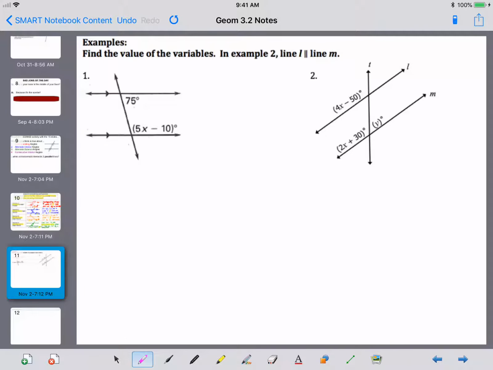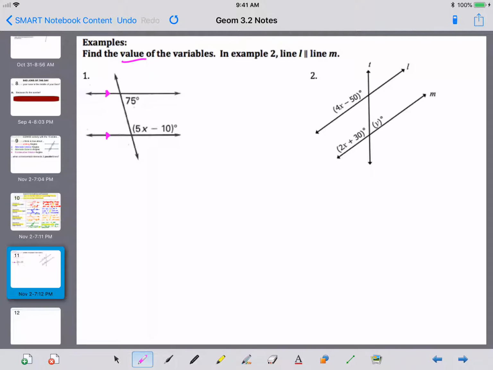we have two parallel lines. Notice these triangles here, that means they are parallel, and they're cut by a transversal. So if we know that these lines are parallel, we're going to find the value of the variables. In the case of example 1, we're going to figure out what x equals.